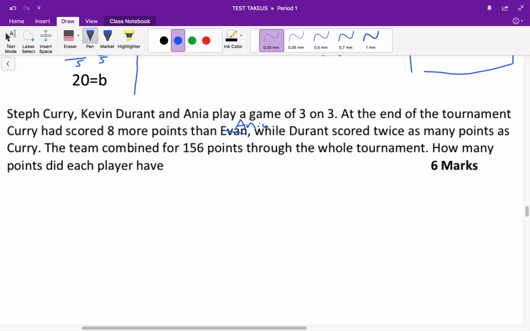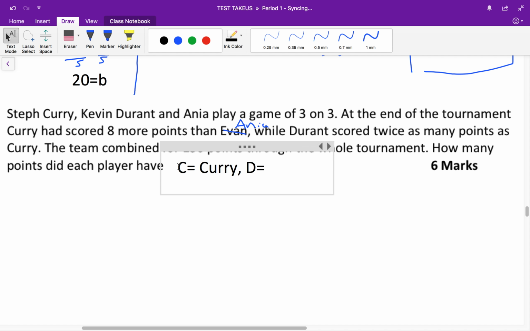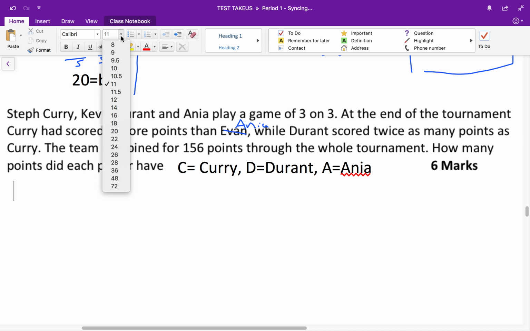So let's go through and we'll go C equals Curry. Let's go back in time and erase that. Let's type it in here. So C equals Curry. D equals Durant. And A equals Anya. So we know our formula here is going to be, I'm going to reduce my font here a little bit. We know our formula.